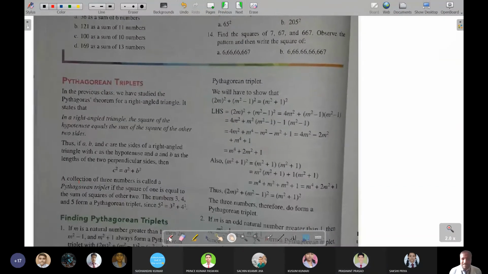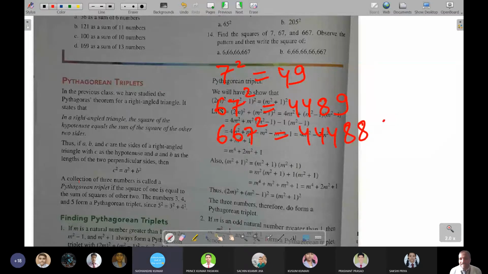Just see what happens. 7 square will become 49. In 67 square, when you multiply 67 into 67, you will get 4489. And in 667 square, when you multiply, you will get 444889. In the same way, with the same pattern, when it is 6, 6, 6, how many 6s are there? I think 7.